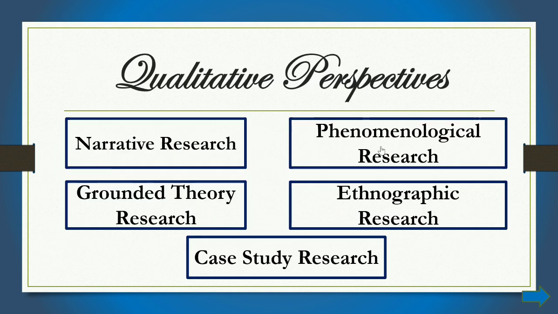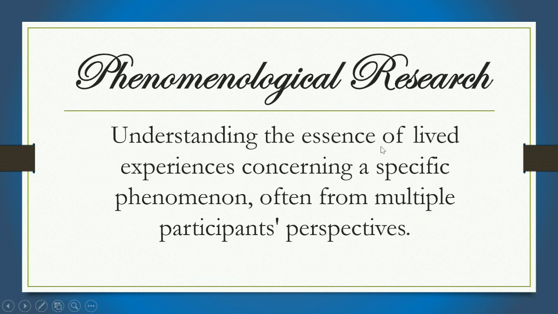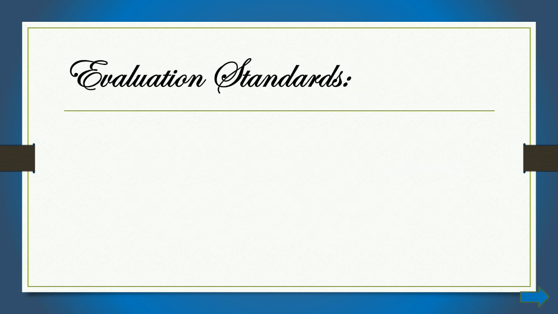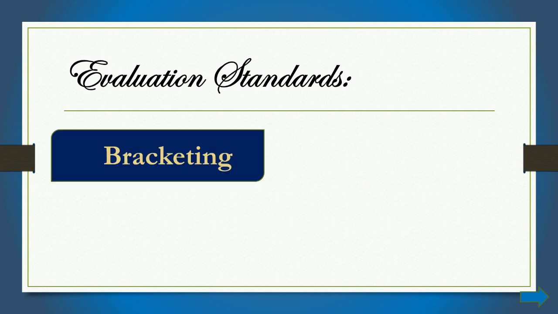Now let's have the evaluation criteria for phenomenological research. Phenomenological research is the understanding the essence of lived experiences concerning a specific phenomenon, often from multiple participants' perspectives. The evaluation standards for this research first is bracketing, which evaluates how well the researcher has set aside their own assumptions, preconceptions, and biases about the phenomenon to focus purely on the participants' experiences.